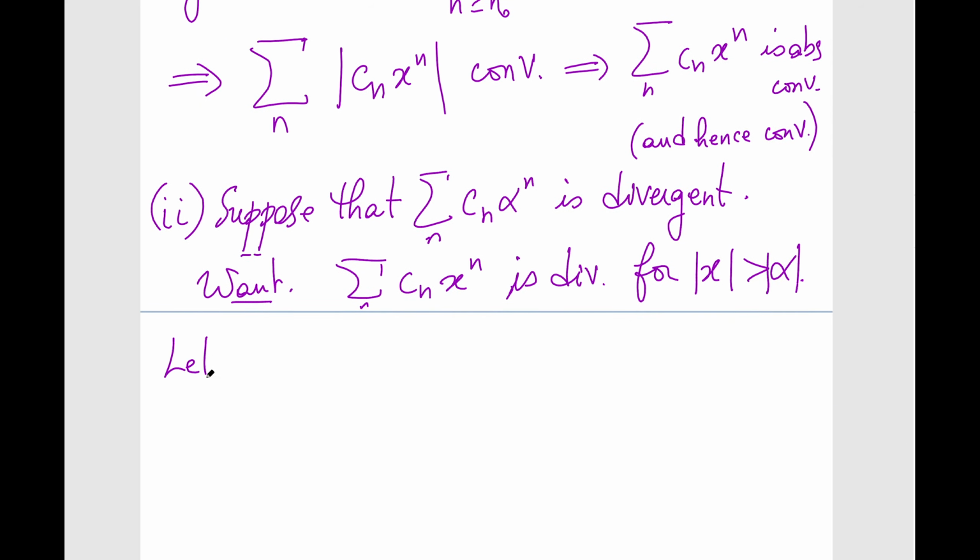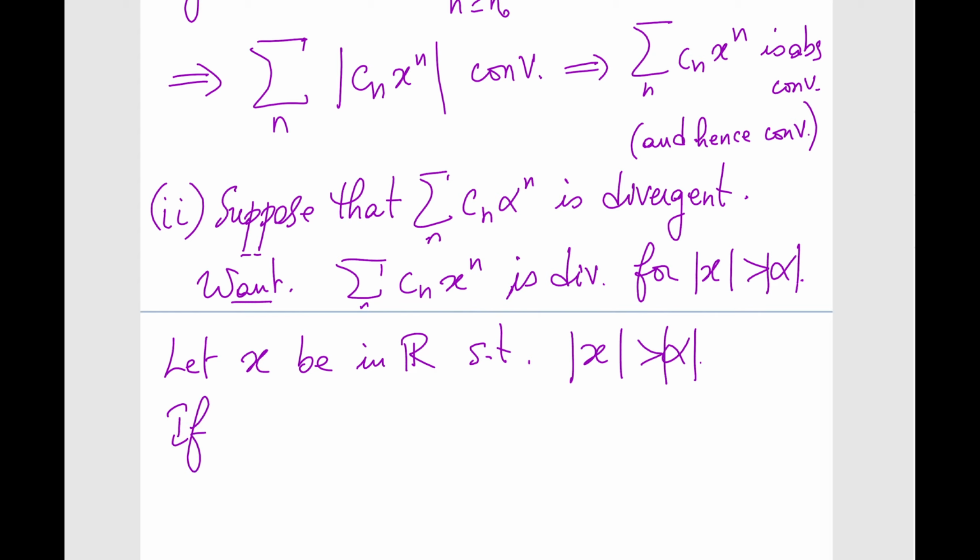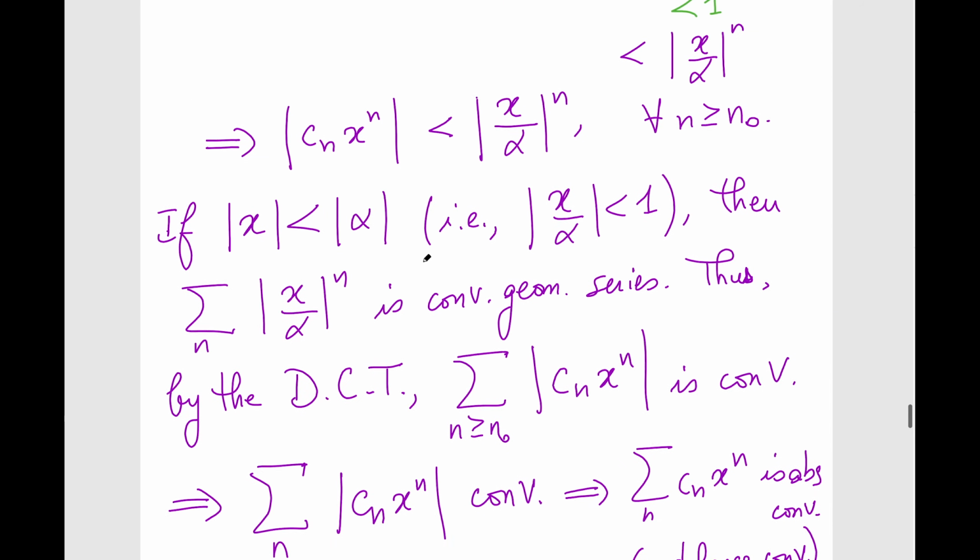Let's take an x as such. So let x be in R such that the absolute value of x is bigger than alpha. Again, an absolute value. Correct. And if the series converges, what can you say by part 1?